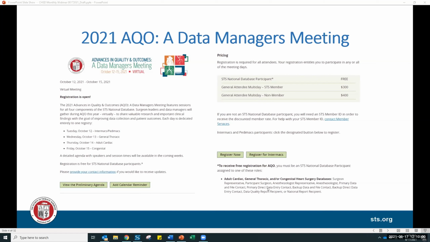And again, if you have any questions related to AQO, please reach out to us. You can email Emily Conrad, econrad@sts.org. And also there is a link on the data managers page to contact Amy for registration questions and Emily to reach out for CEU information as well as content information. So all of that information and contact information can be found out on our AQO data managers page.